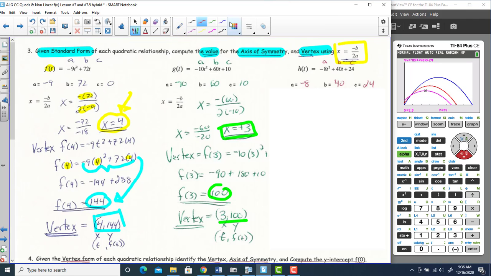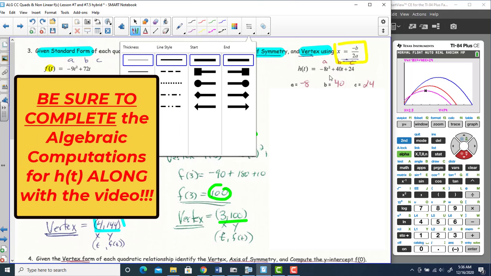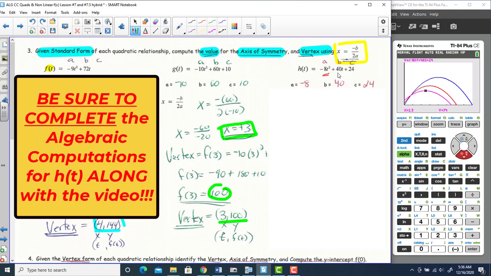If we were to do the same thing for Hopeful Launch, we would have to identify the coefficients A, B, and C. A is negative 8. It's the lead coefficient for any relationship. It always belongs to the highest exponential term. It tells us that this quadratic is going down quite fast, 8 times faster than typically would be the case. B is positive 40, and C is 24.